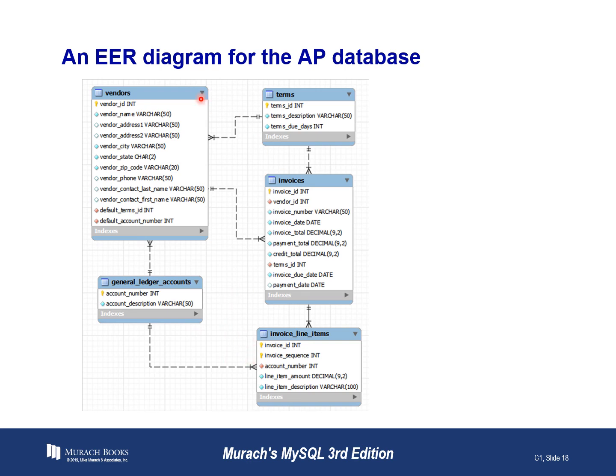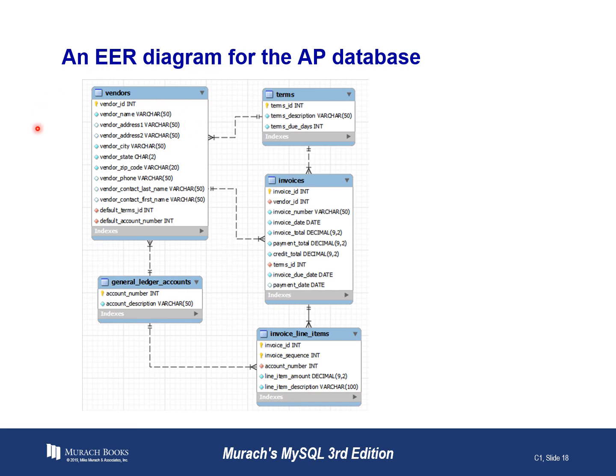So what is going on in this diagram? You can see that there are 5 rectangular shapes, and there are a bunch of lines connecting them to each other. If you look at the top blue line here, it says vendors. Similarly, there are terms, invoices, invoice line items, and general ledger accounts. Those 5 are the tables in the database, or the schema in our case.